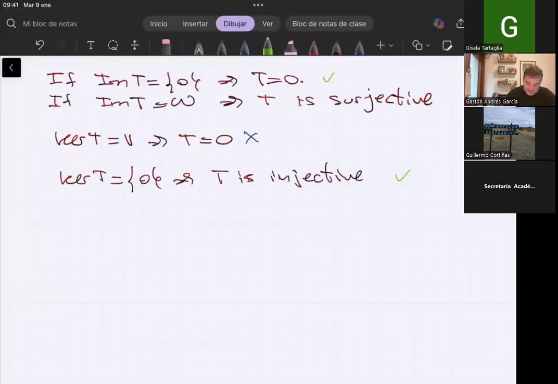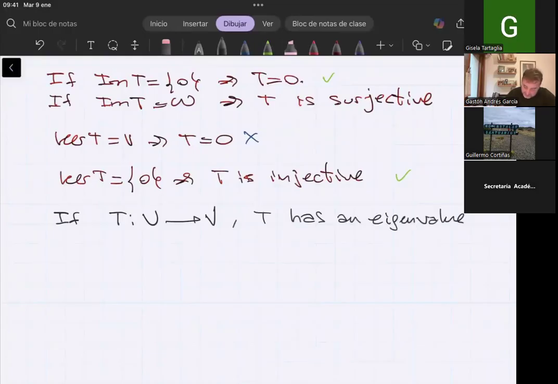And now, what if we take the same representation? If T is an operator between V and V, and since we are working over the complex numbers, T has an eigenvalue, say lambda. So what does it mean to have an eigenvalue? It means that the kernel of T minus lambda times the identity is not 0.